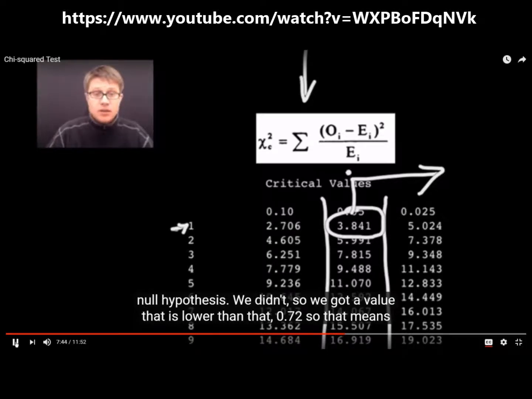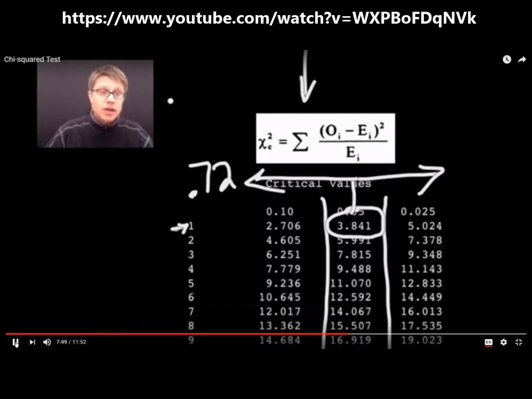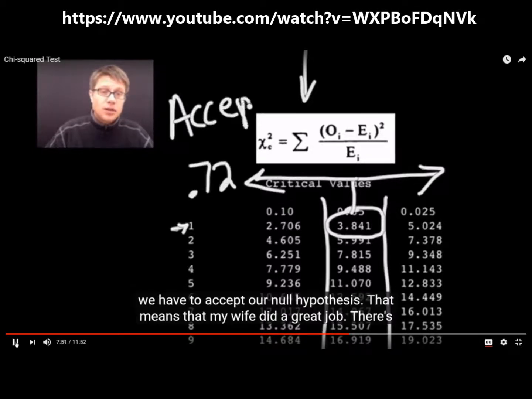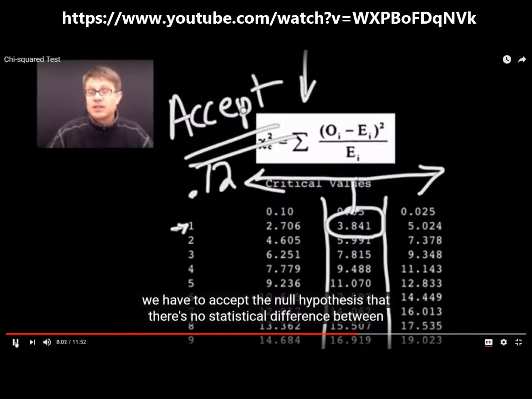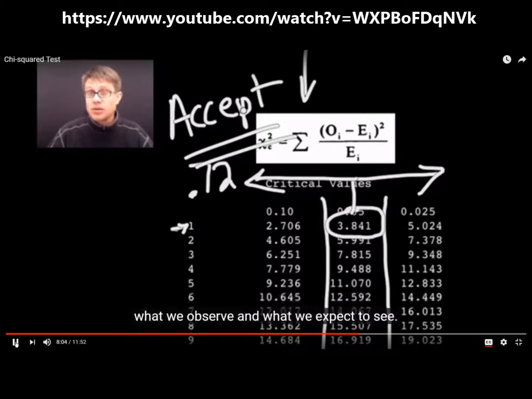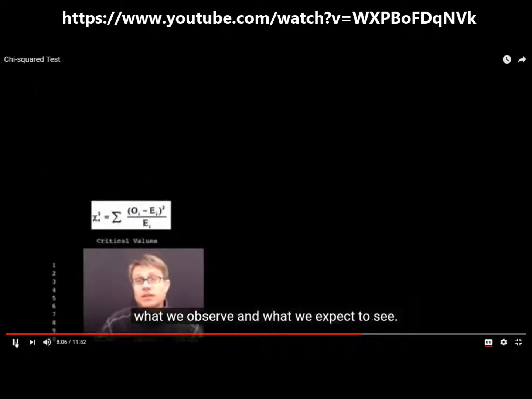We didn't. We got a value that is lower than that, 0.72. So that means that we have to accept our null hypothesis. That means that my wife did a great job. There's nothing wrong with the coins. There's not way more heads than there should be, and so we have to accept the null hypothesis that there's no statistical difference between what we observe and what we expect to see.